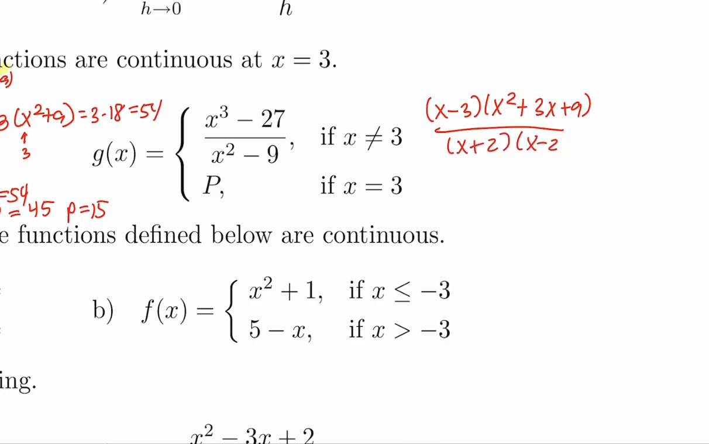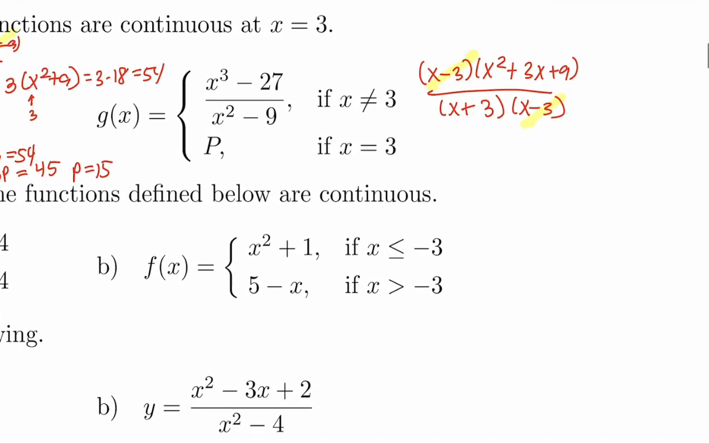Oh my gosh, how about 3? x plus 3, x minus 3. Okay. Because what's happening here is the x minus 3's are going to cancel. That's what's causing that 0 over 0 effect. So we get x squared plus 3x plus 9 over x plus 3.